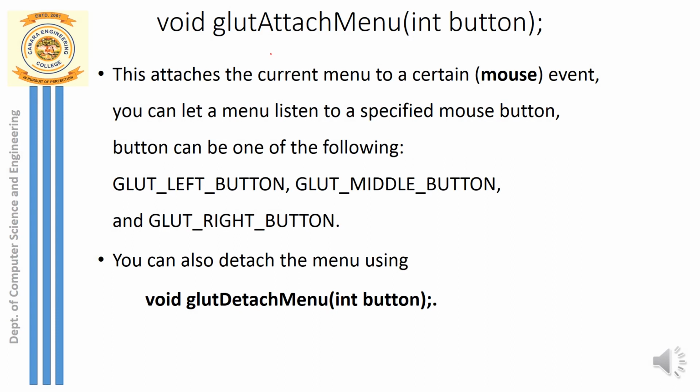The last one is attach menu. As I said, you can attach the left button, middle button, or right button. So here, int button is one of these three options; any one of the options you can add. And if you want to remove the button, you can just call the function glutDetachMenu(int button). So you can detach the left button if you don't want it to be attached to the menu.